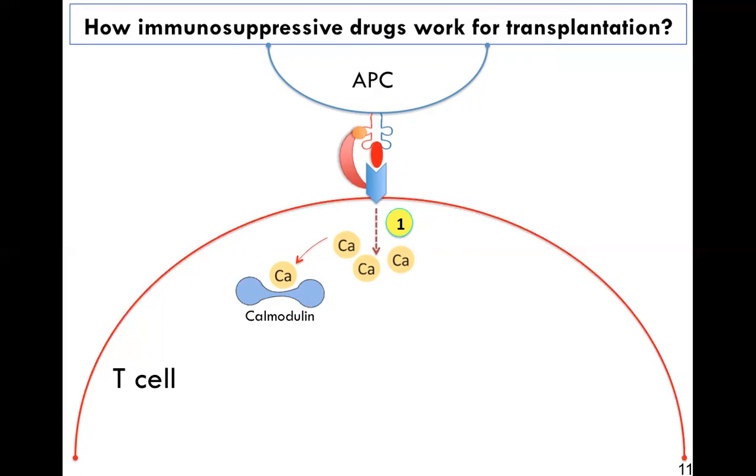This calcium ion binds to a protein called calmodulin, resulting in the release of the protein called calcineurin. So what is the function of calcineurin? Let's try to understand that phenomenon. Calcineurin is a phosphatase which binds to a particular factor called NFAT. NFAT stands for nuclear factor of activated T cell.